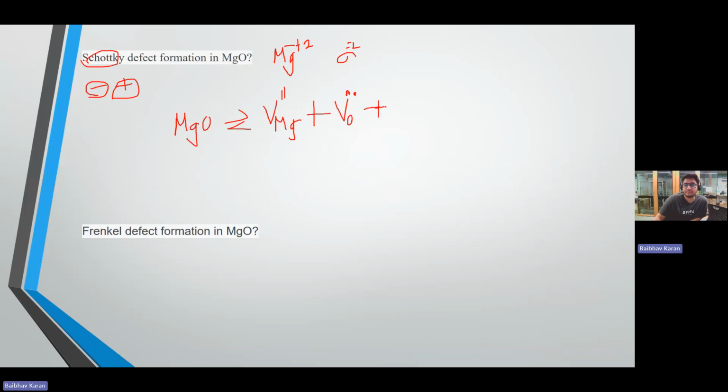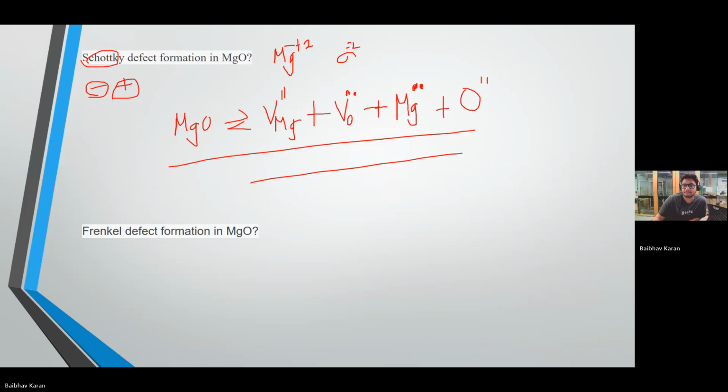Plus the Mg atom will be present at an interstitial site, or the Mg atom will be present somewhere in the material. So there will be an Mg atom with two positive charges, plus there will be an oxygen atom with two negative charges. This is what Schottky defect formation is, which is at the surface, and the positions of these elements will be at the surfaces.